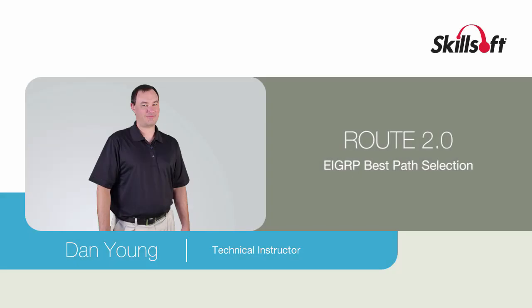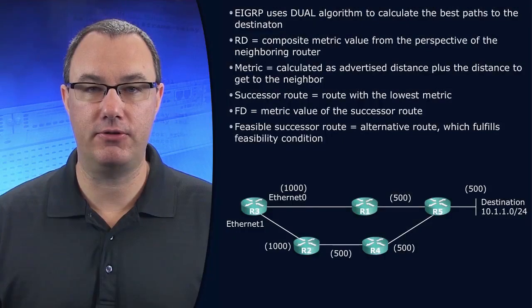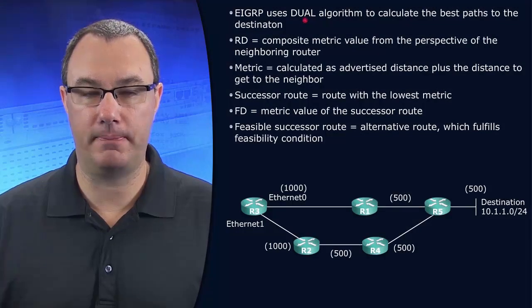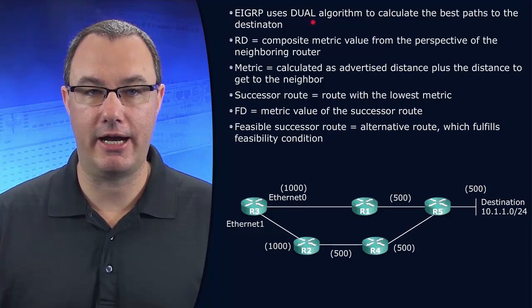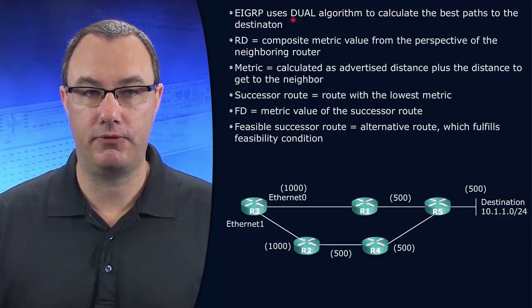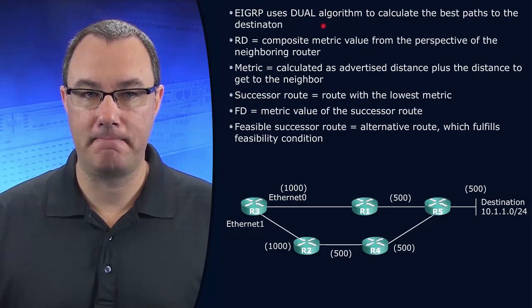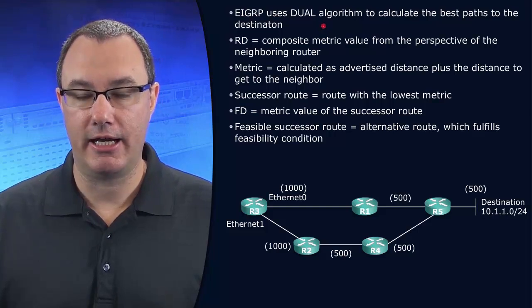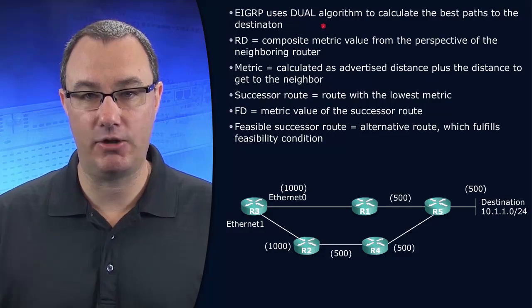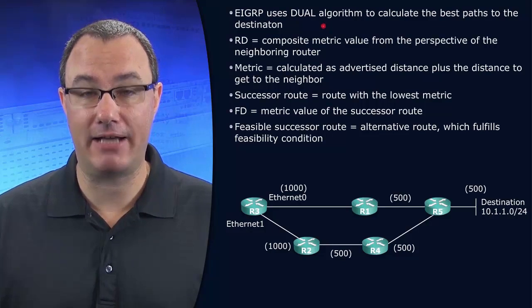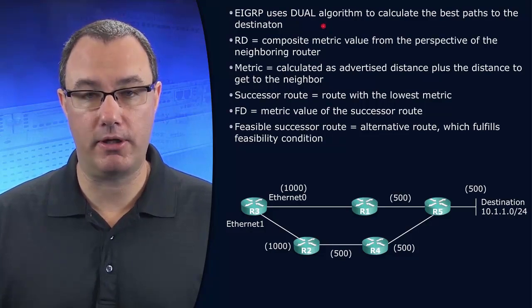The essence of EIGRP is the DUAL algorithm, standing for Diffusing Update Algorithm. It is unique to EIGRP, and it's got a lot of intriguing and very detailed operation that we need to be masters of, because it is going to come up in our configuration and troubleshooting.